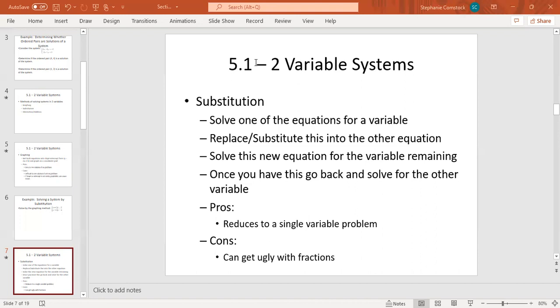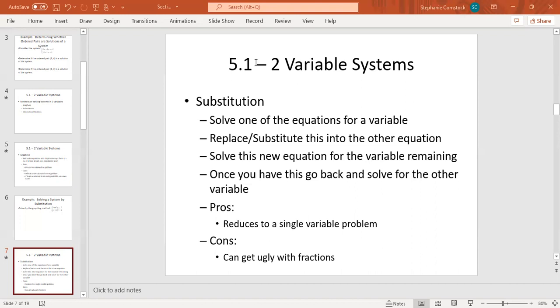That is critical. One of the large mistakes that I sometimes see is they try to put it back into the same one that they came from. Once you have that, then you're going to have a single variable equation, and you can then solve that the same way you would just solve for x or y singly by itself. And then once you have that, you'll plug it back in to go find the other variable.